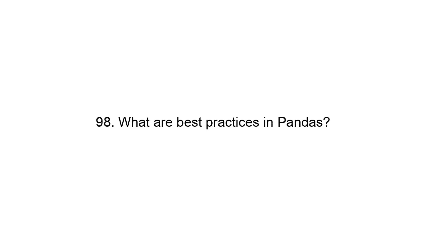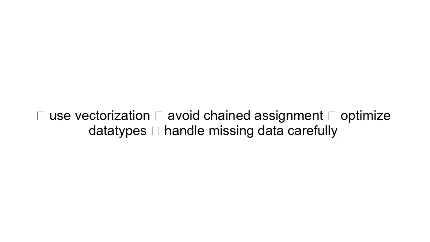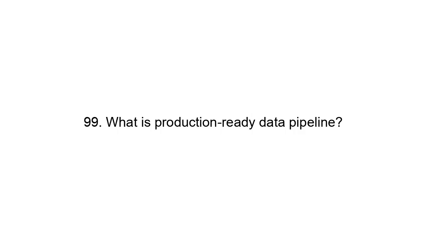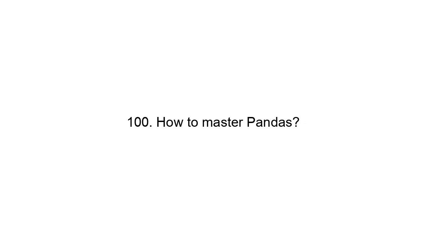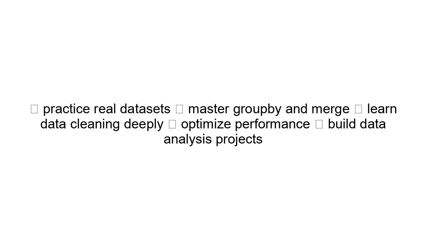98. What are best practices in Pandas? Use vectorization. Avoid chained assignment. Optimize data types. Handle missing data carefully. 99. What is production-ready data pipeline? Reliable automated data processing workflow. 100. How to master Pandas. Practice real datasets. Master groupby and merge. Learn data cleaning deeply. Optimize performance. Build data analysis projects.